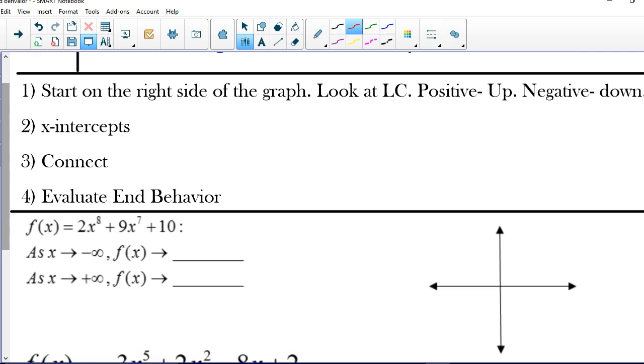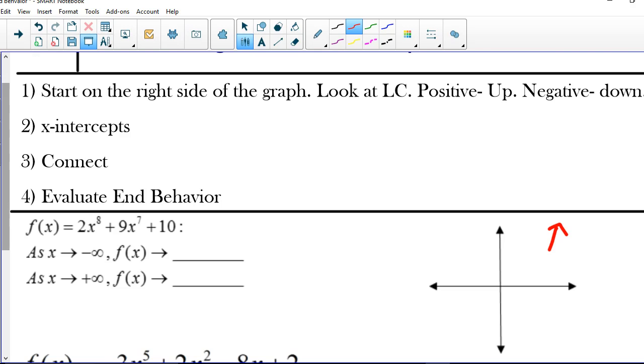We've talked about leading coefficients from the beginning, so the first thing we're going to do is start on the right side of the graph. Look at the LC, the leading coefficient. If it's positive, we're going to end going up. So our leading coefficient is what? 2, and that is positive. So on the right-hand side, we're going to end which way? Going up. Step 1. Is everyone okay there? So if it was negative, we'd end going down.